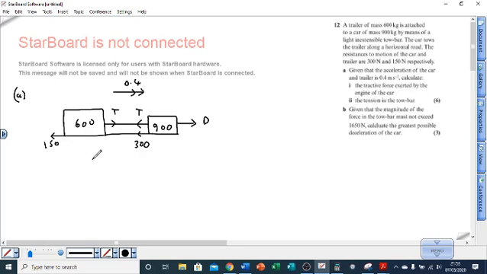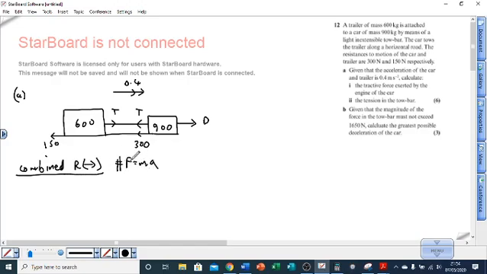exerted by the engine. Now you can either look at it separately or combined. If you do it separately, you're going to end up with T and D here, and T there, and it's a bit messy, so I'm just going to do it combined so you can get rid of both T's and work out what D is. So combined, we're going to resolve to the right as positive, and we're going to be using net forces equals mass times acceleration.